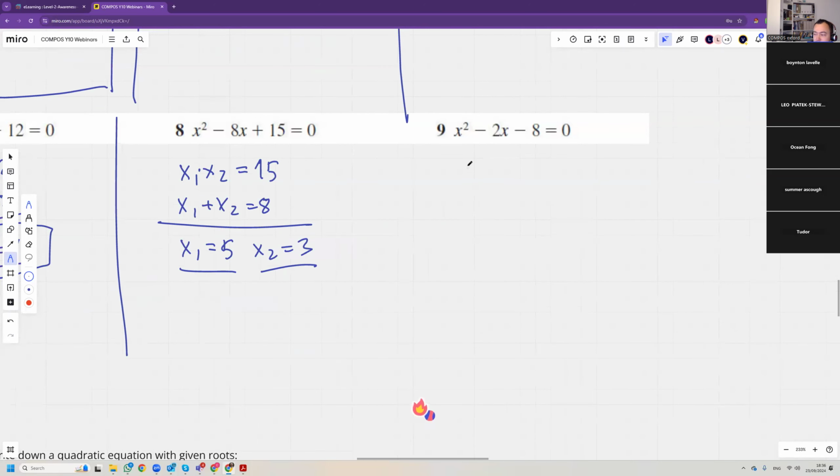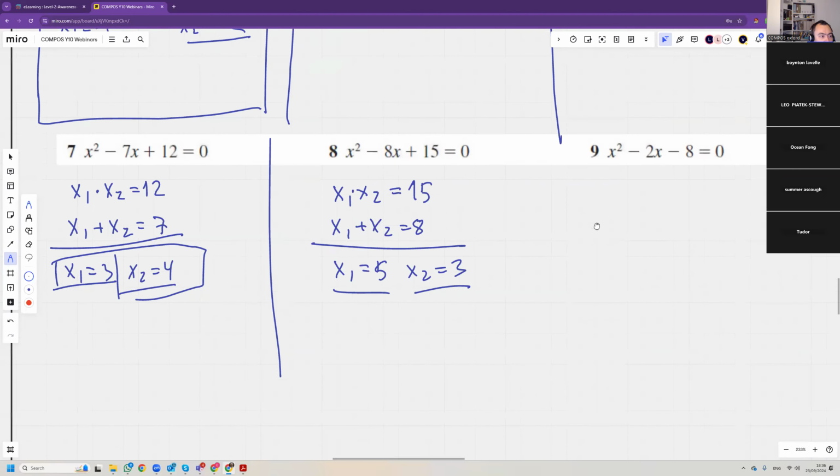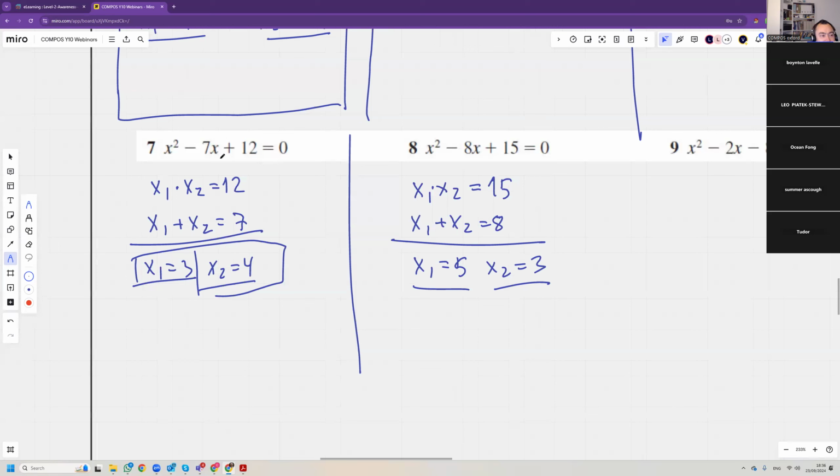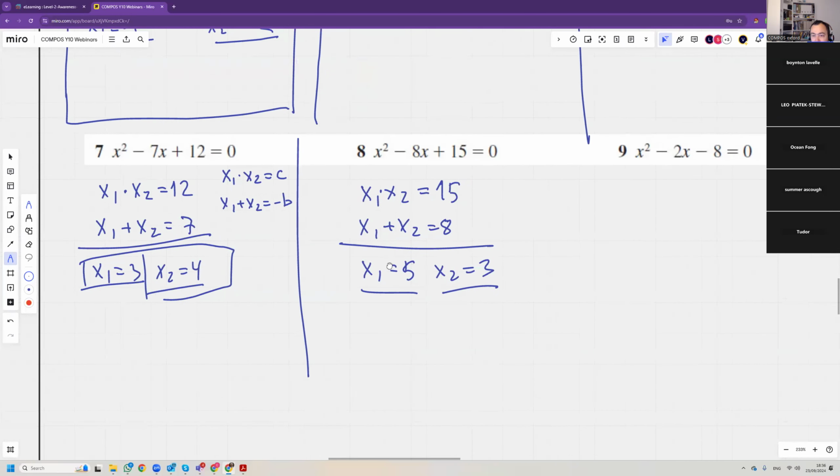Okay, here. It's going to be minus b. So the formula is x1 multiplied by x2 is c, but x1 plus x2 is minus b. So for the sum, you invert the sign. It's minus 7. So, that's the question from Sarmet. Sarmet, does that make sense?